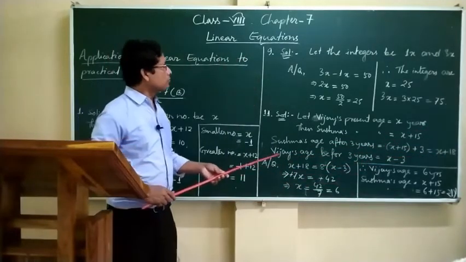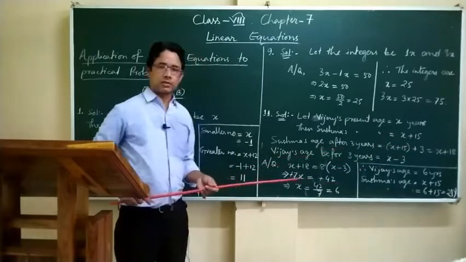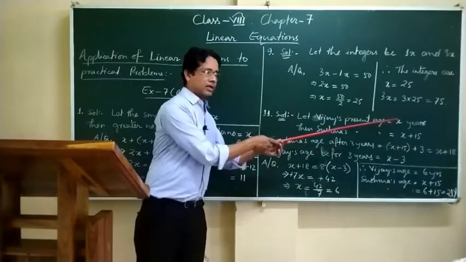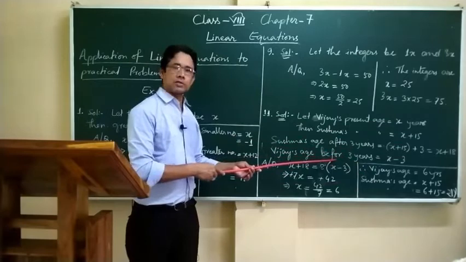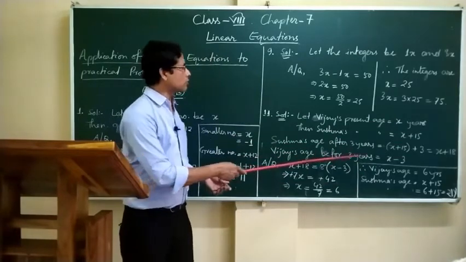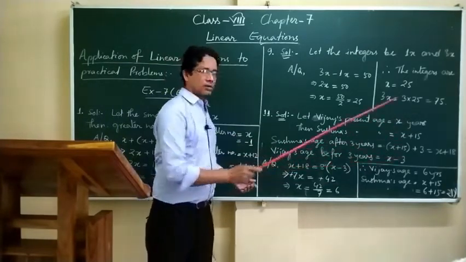Then Vijay's age before 3 years. Now what is Vijay's present age? x. So before 3 years means we have to go back. That means what will we do? We will subtract. So x minus 3.